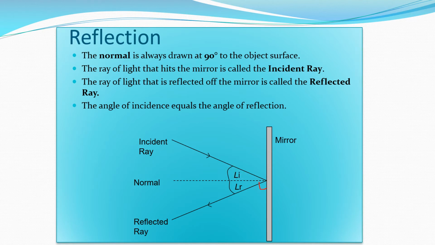This one called I, we call that the angle of incidence, because it's the angle from the normal to the incident ray. This one here, we call this the angle of reflection, and that's because it's from the normal to the reflected ray. And the really important bit on this slide is that the angle of incidence equals the angle of reflection. Okay? If that's all you remember, that's what you need to focus on. The angle of incidence will always equal the angle of reflection.